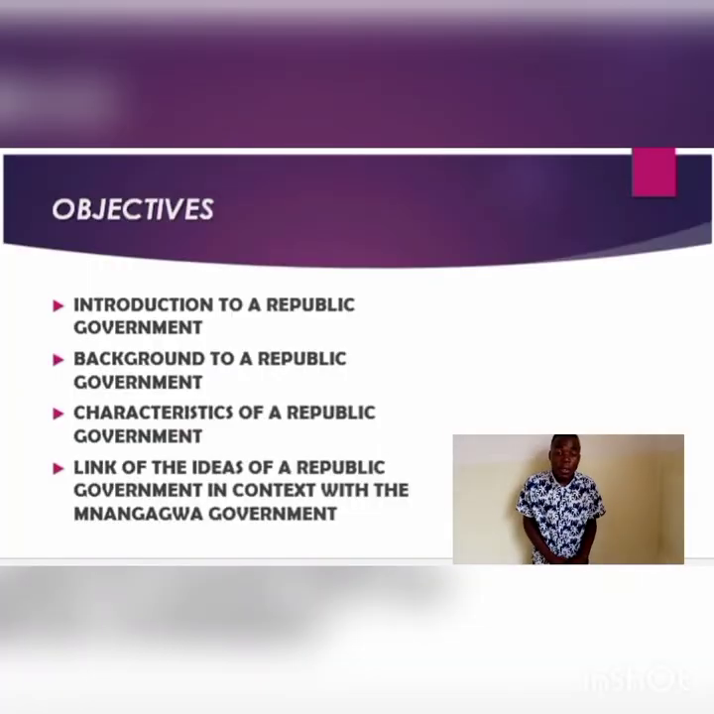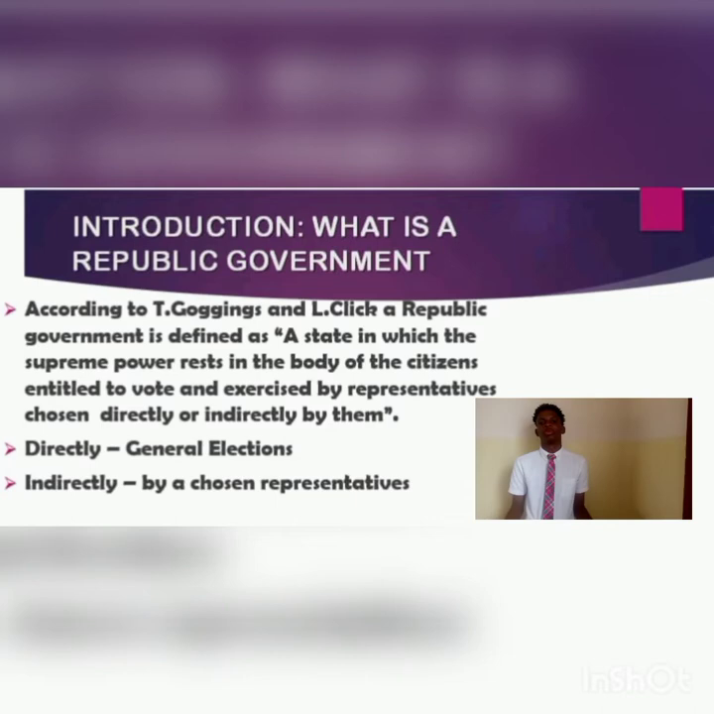So our question needs us to link the characteristics of a republic government to the government of Mnangagwa. To depict the ideas of republic government in the context of Mnangagwa's government, we should be able to link what happens in a republic government to the government of Mnangagwa. Talking about the introduction to a republic government.